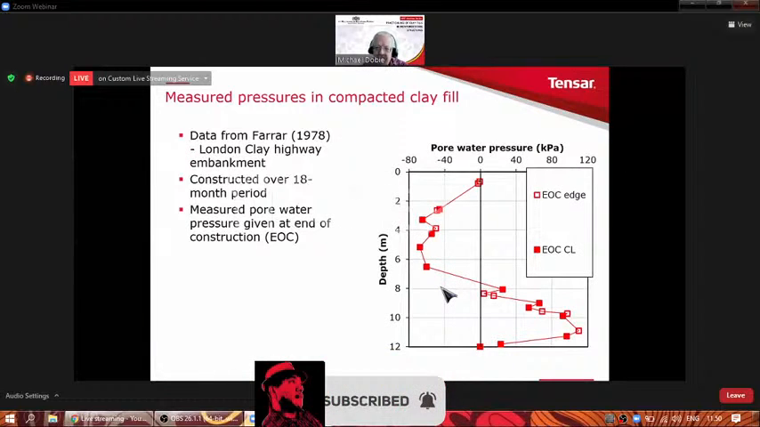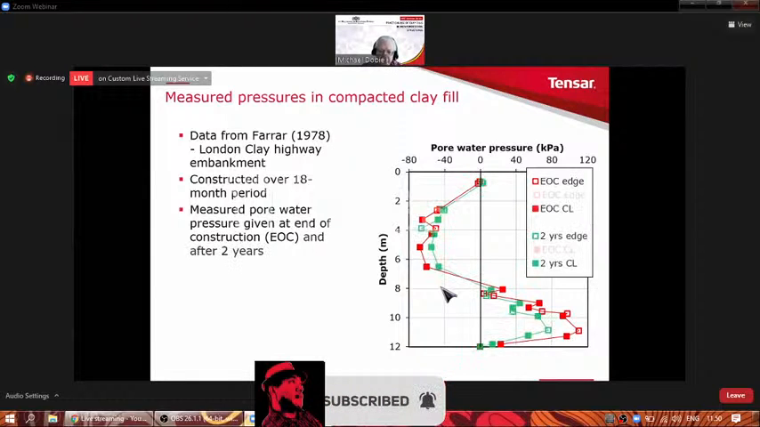And here is the profile through the 12 meters of the fill of the pore water pressure against depth. The fill is 12 meters high, you can see on the vertical axis. And this is the measured pore pressure, both in the center line and towards the edge of the embankment at the end of construction, EOC. You'll see that in the top part, we have negative pore pressure, and then as we get down towards the bottom of the clay, the pore pressure does become positive. Very much following the trend we were looking at earlier on in the rather more theoretical way.